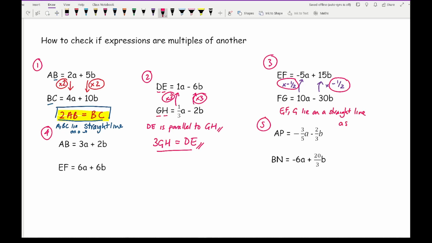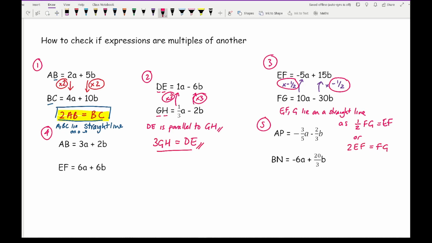And then the reason for that is because a half of FG equals EF. Alternatively, what you could say is 2 lots of EF equals FG, and it really doesn't matter which one you prefer because they both mean the same thing.